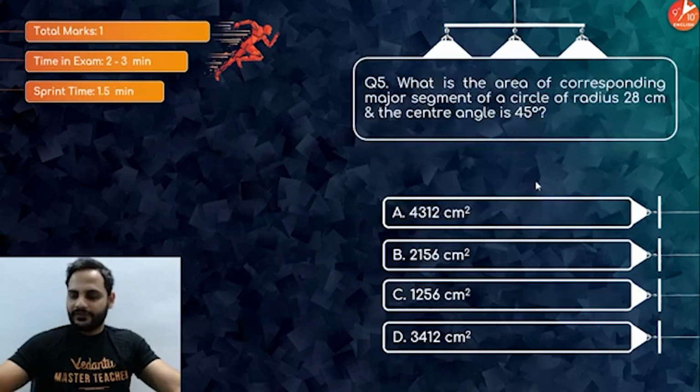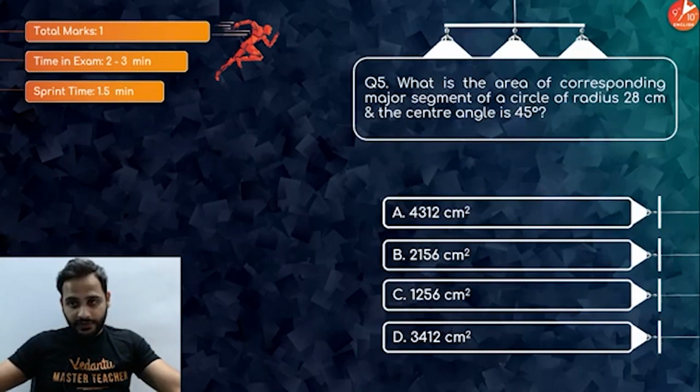ठीक है, चलो नेक्स्ट वन देखो. What is the area of the corresponding major segment of a circle of radius 28 centimeter and central angle 45 degree? अब देखो बेटा, in this question try to understand like this.